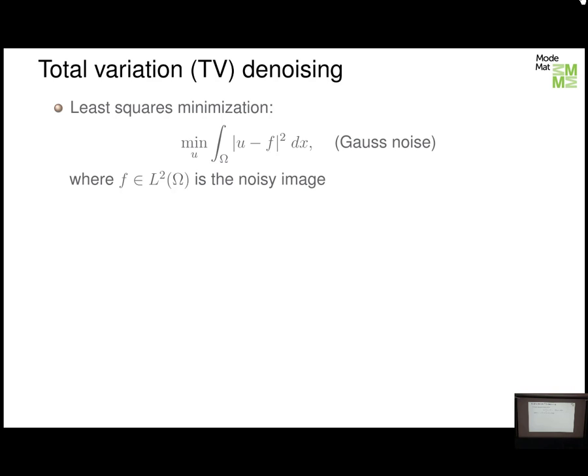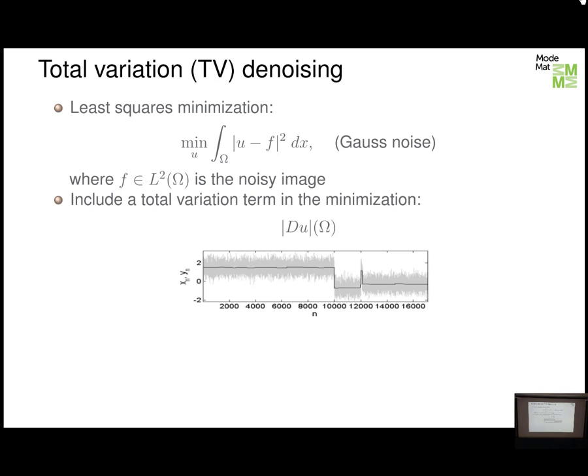And of course, if you minimize this part, it's quite easy to obtain the same image you had at the beginning, so you are not really doing anything out of it. What you add is some variational, some total variation term on it, so that you can recover an image which preserves. This is a very basic example with a noisy signal.